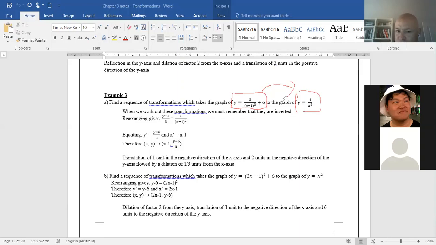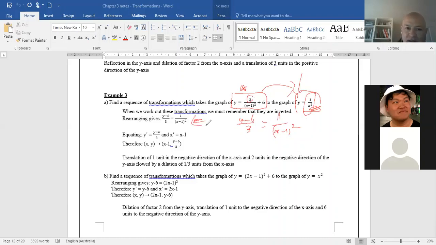Now remember, we need to invert it. We're working with the opposite. So I'm going to rearrange this graph and get it in this sort of shape. So I'm going to subtract my 6 and divide by the 3 here. And that will become 1 over (x minus 1) squared. Okay, so now it's the same thing. My y equals my 1 on x squared, 1 on x squared, and there's my y. So that's how I got that line there.